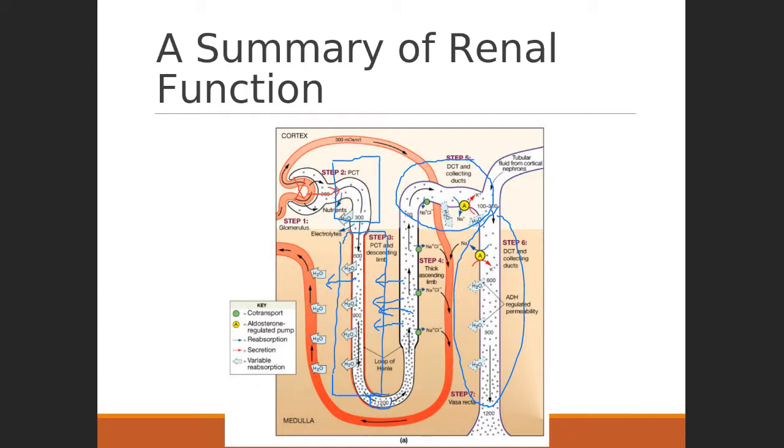This is also the portion where we're going to see more tubule secretion. Things entering the tubule to be included with the urine. Hydrogen ions, carbonate, potassium.